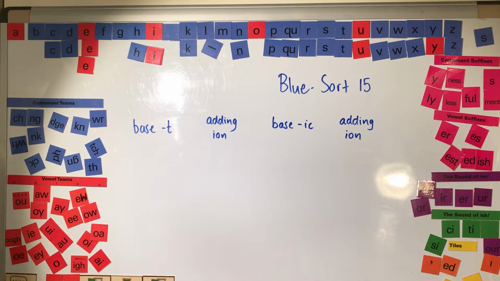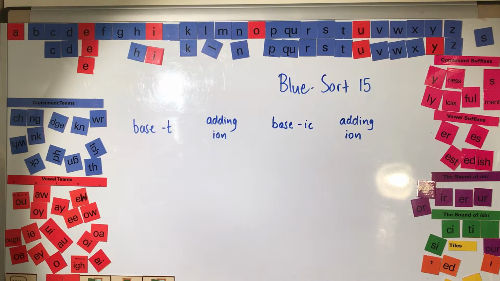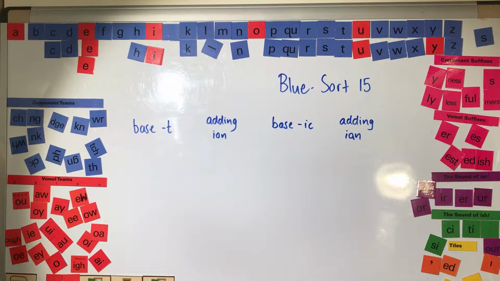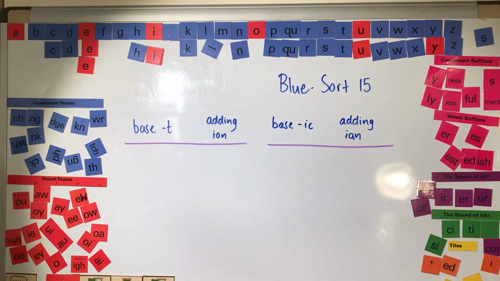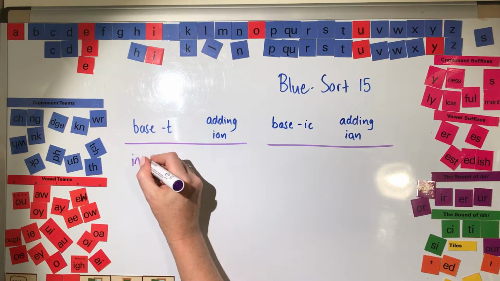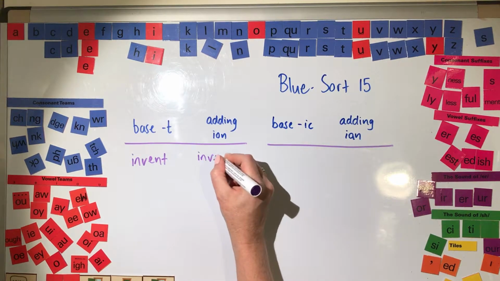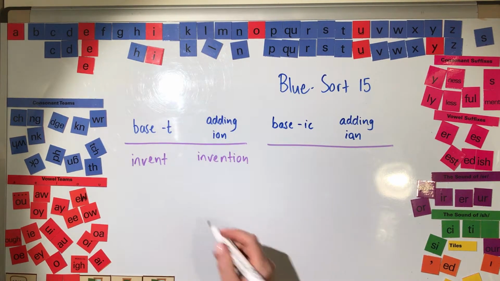Okay, getting back to our list. So, we've got base words adding ION, base words adding ION. Oh, mistake there. Got distracted by the fly. IAN. Okay, good. I'm going to choose a different colour pen actually. Right, so we have got words like invent, and then it becomes the invention. So this is the thing, that's the act.